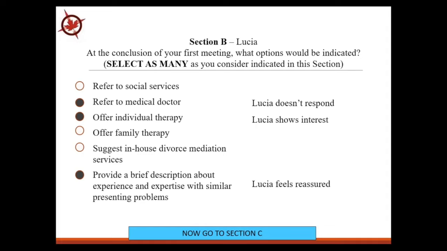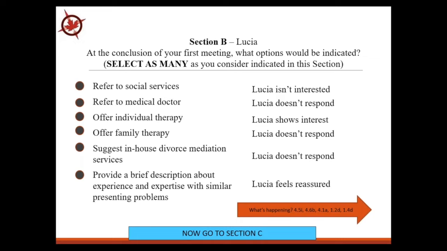And again, if you look at what's happening, we're looking predominantly at section 4 and a little bit of 1 in terms of what are the competency areas that are being checked into when we're looking at these particular options. And again, not a real test, right? This is just showing you how the exam works.